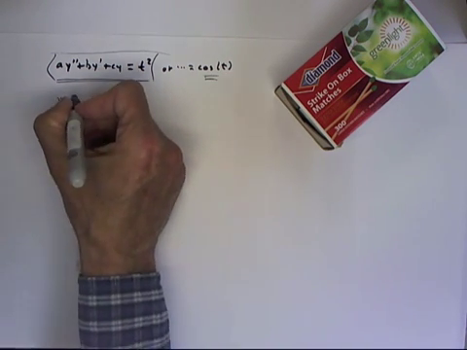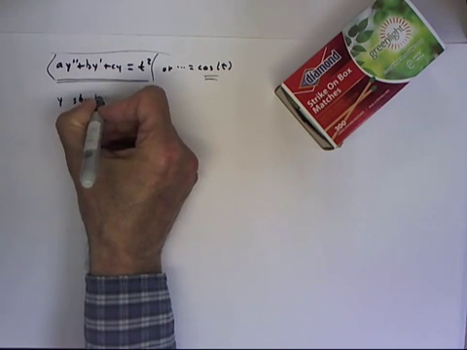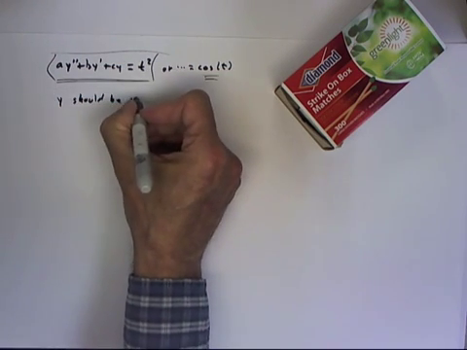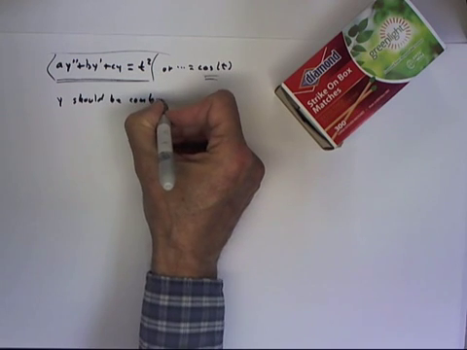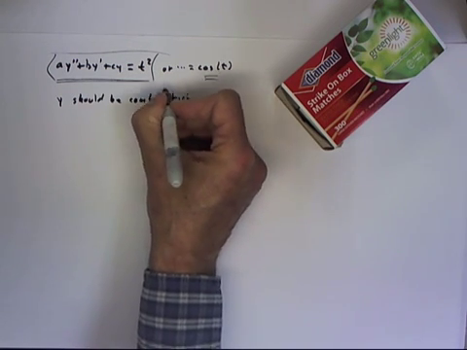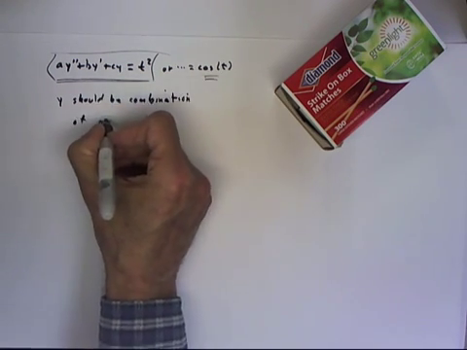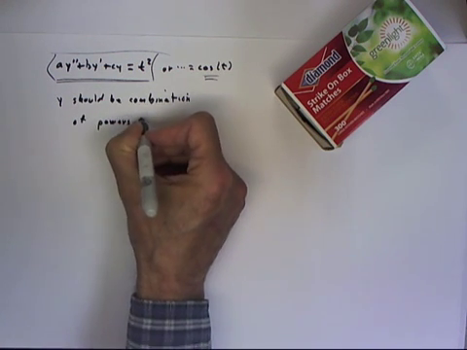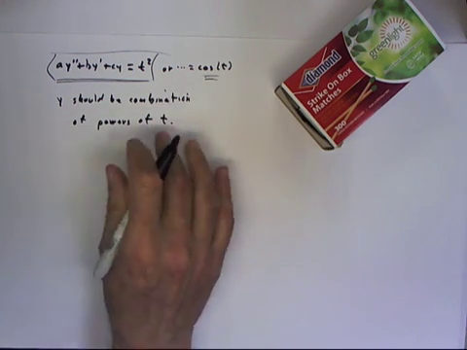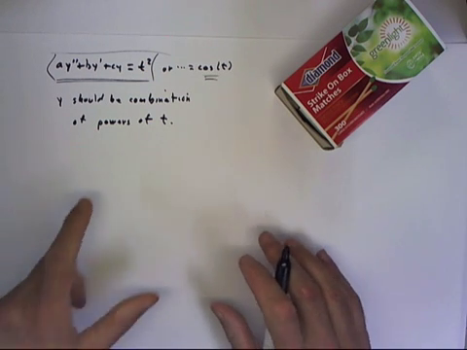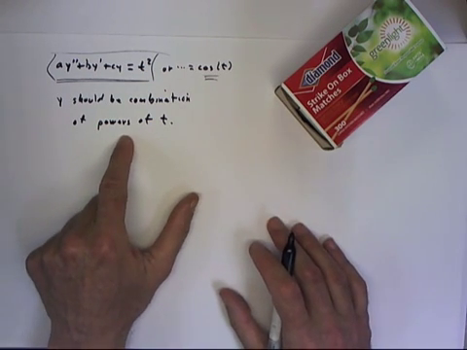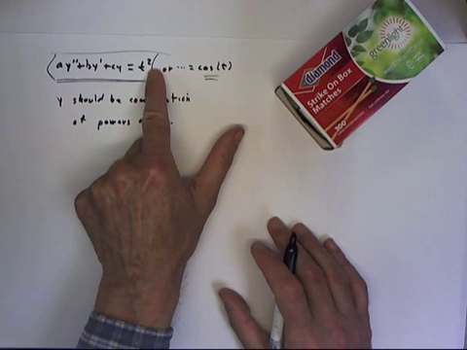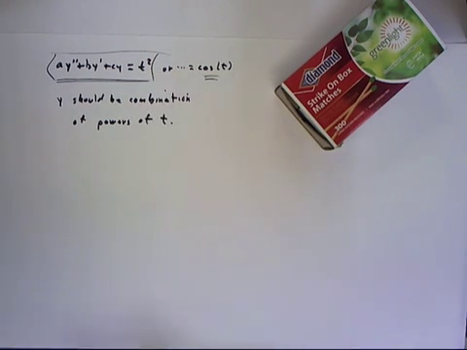So y should be a combination of powers of t. In other words, a polynomial. And these powers should be integer powers because we're getting an integer exponent on our derivatives.